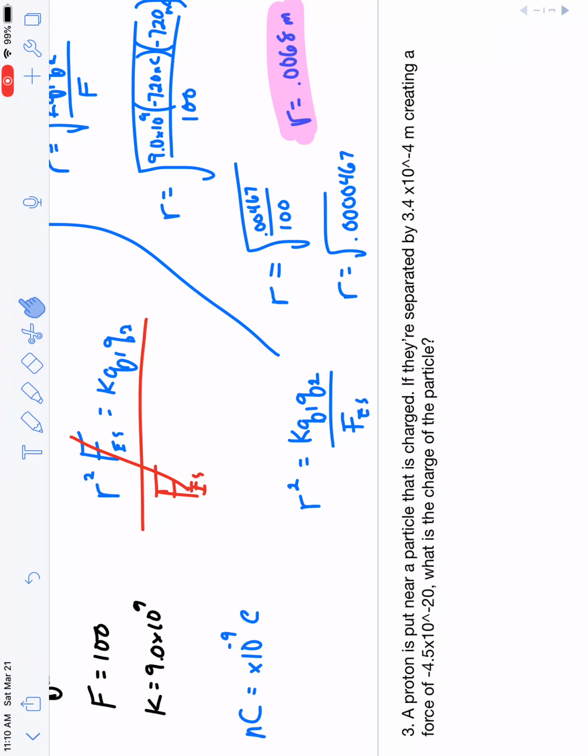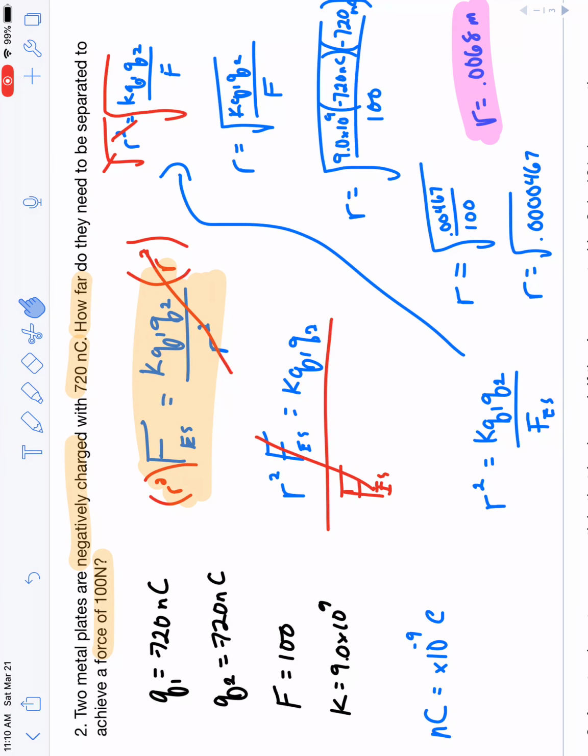Okay, so let's review that real quick. We have our given information highlighted in orange. They're written out in black on the left. The nanocoulomb, again, refers to times 10 to the negative 9th power number of coulombs. And then we simply had to do algebra to manipulate the equation to get R by itself.